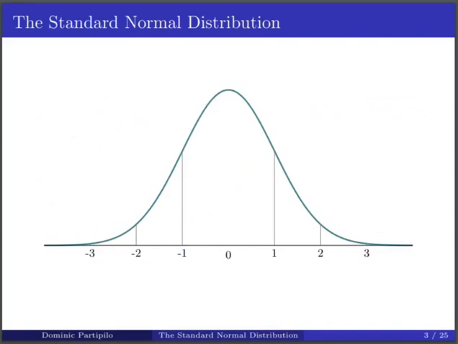So again, this is an image of the standard normal distribution. We saw this in the last video. This is the distribution of z. It has a mean of 0, it's centered at 0, and each tick mark away, each standard deviation, is going to be 1.